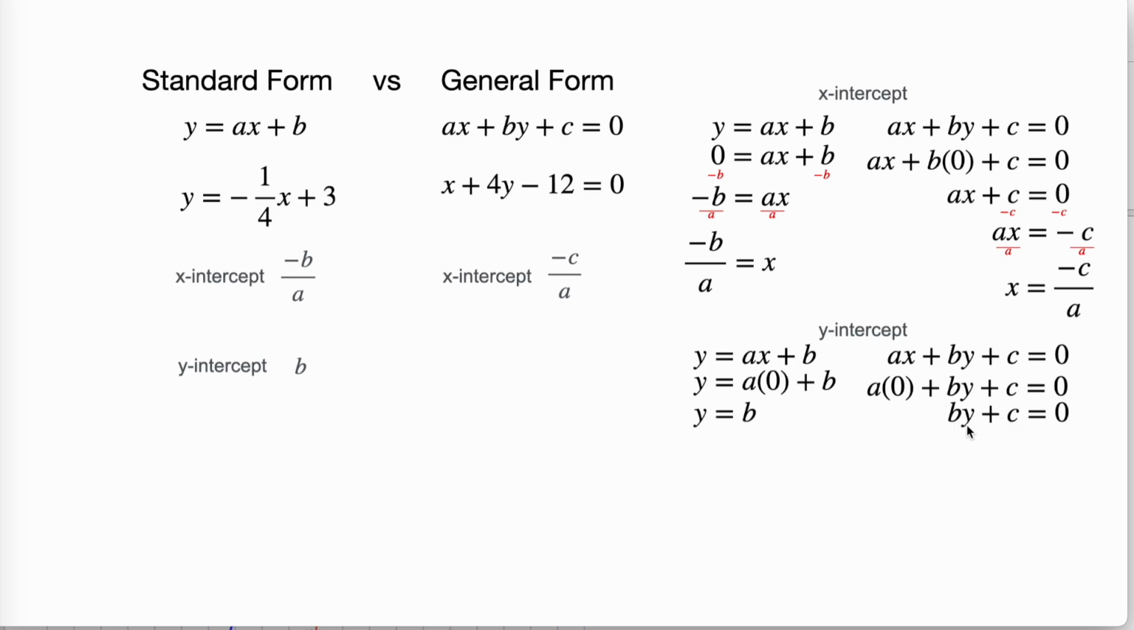So we're going to be left with by plus c. I want to get rid of the c, so the y is all alone. Subtracting c from both sides, we end up getting by is equal to negative c. The b is multiplying the y. I want to get rid of the b, so I'm going to divide both sides by b. That gives me y is equal to negative c over b. And that's the y-intercept for the general form, negative c over b.